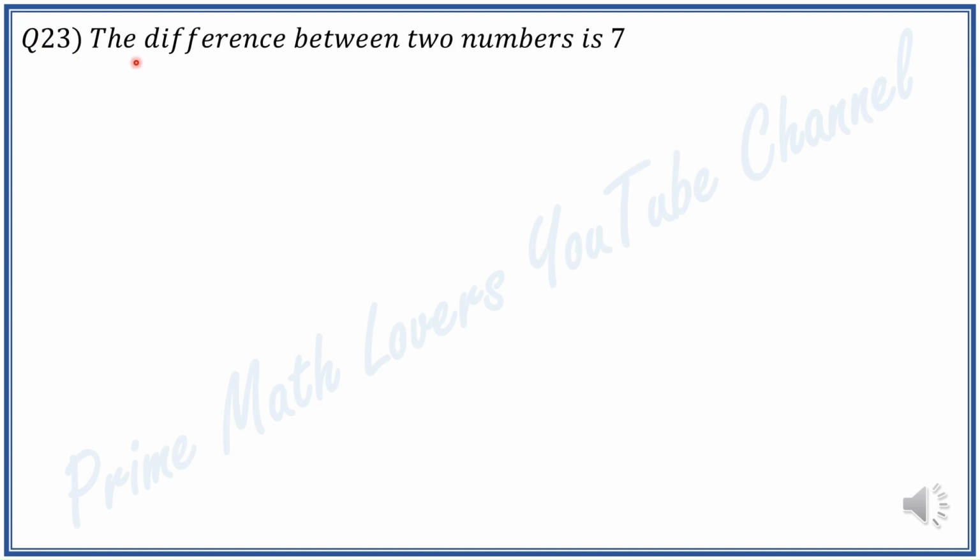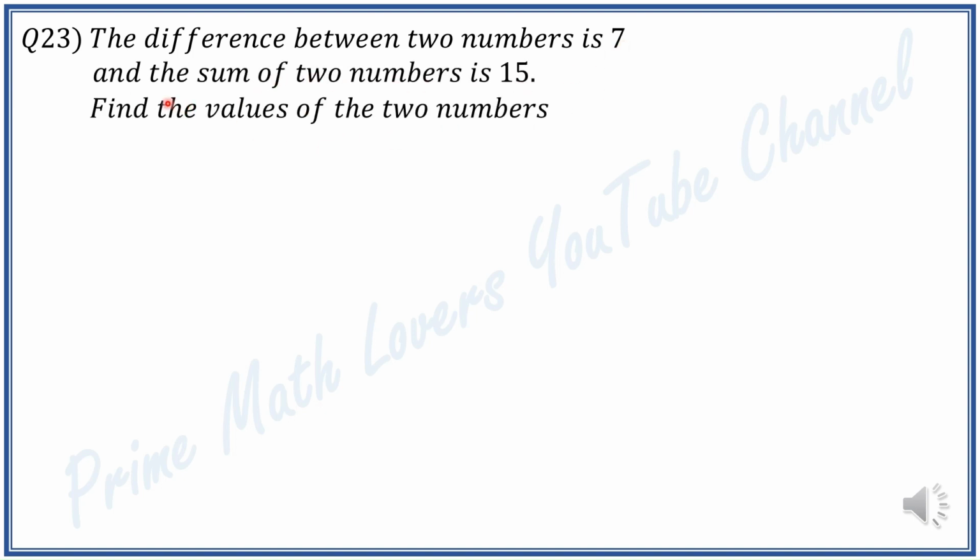Question 23. The difference between two numbers is 7 and the sum of two numbers is 15. Find the values of the two numbers. Let x and y be the two numbers. Given the difference between the two numbers is 7, so x minus y is equal to 7, and sum of two numbers is 15, so x plus y is equal to 15.